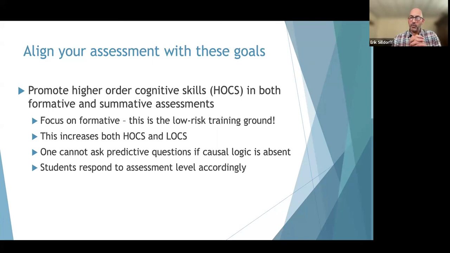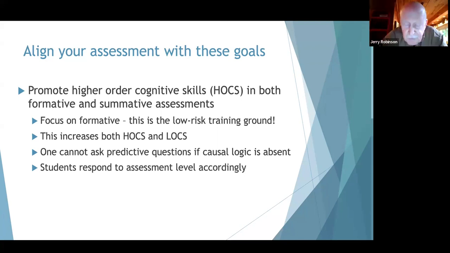And then finally, students respond to assessment level accordingly. If you raise the bar, many of them will attempt to reach that bar, right? We need to push them because, again, content masters, I should say fact masters, are not effective in clinical roles or as scientists, right? They need the skills. I always put the competencies above the content. Content can always be looked up. Competencies are a skill set. And that's what the MCAT and the NCLEX are looking for now, people that have those skills.